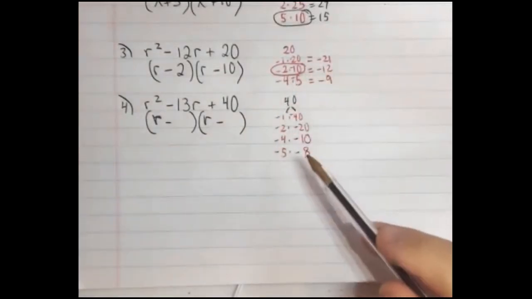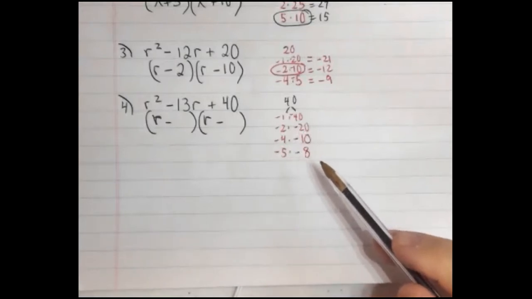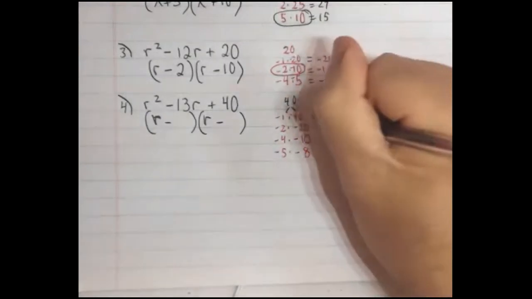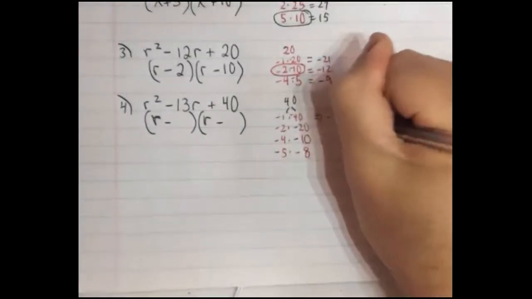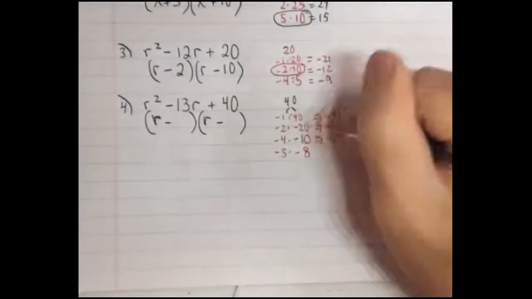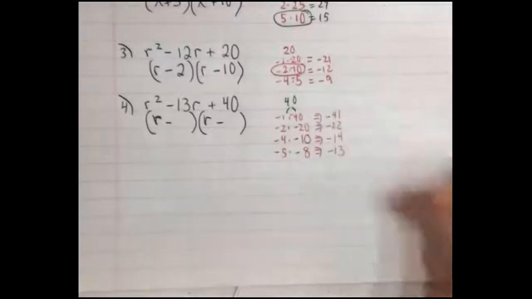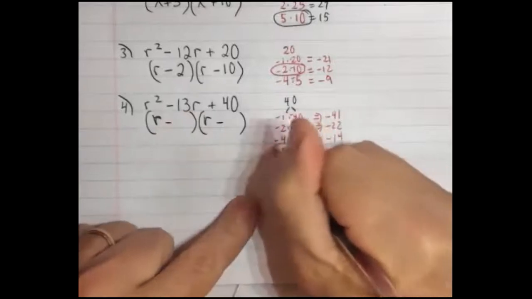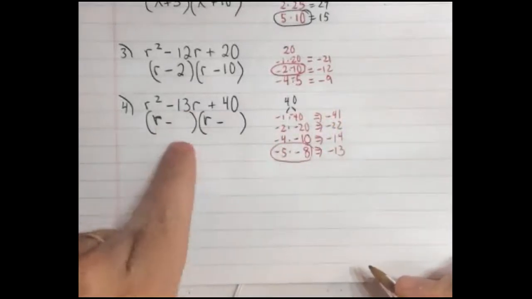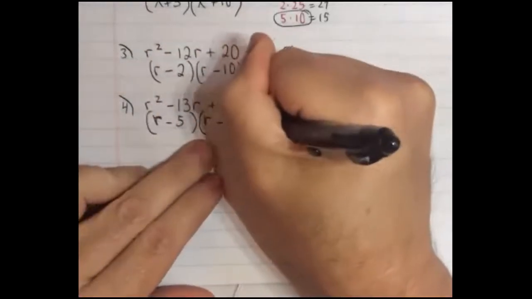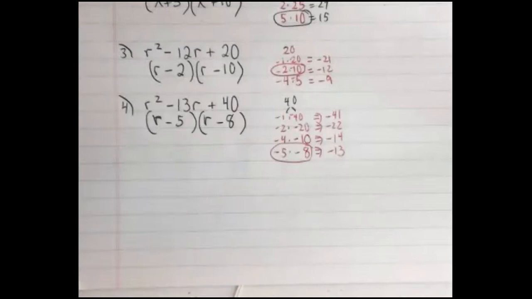So in this one, we had 4 different combinations. I'm looking for the one that would add together to give me -13. This gives me -41 when I add them together, -22 when I add them together, -14 when I add them together, -13. Again, I want the one that gives me the -13. So it's -5 and -8. Plug those values in. -5, -8.